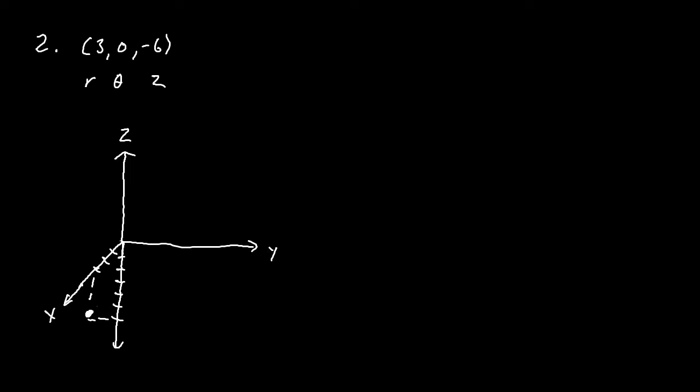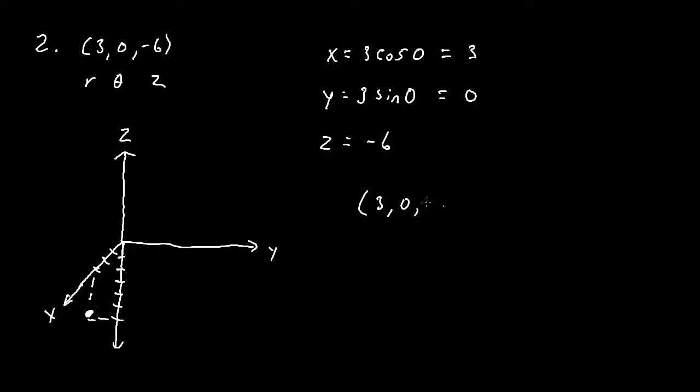So now let's convert this to rectangular coordinates. Once again, x will equal r, which is 3, times cosine of theta. Now theta is 0. y is going to equal r times sine of theta, so that's sine of 0. Cosine of 0 is 1, so we get 3 times 1, which is 3. Sine of 0 is 0, so that will be 0. Now our z coordinate is still going to remain as negative 6. So our rectangular coordinates are going to be (3, 0, negative 6).